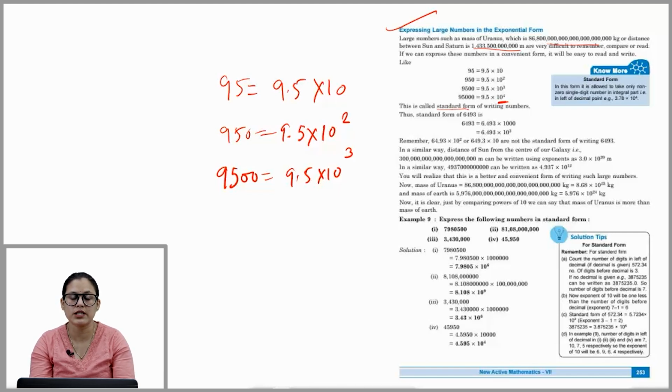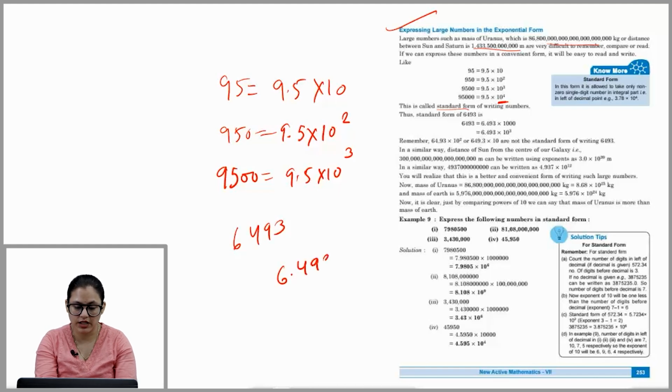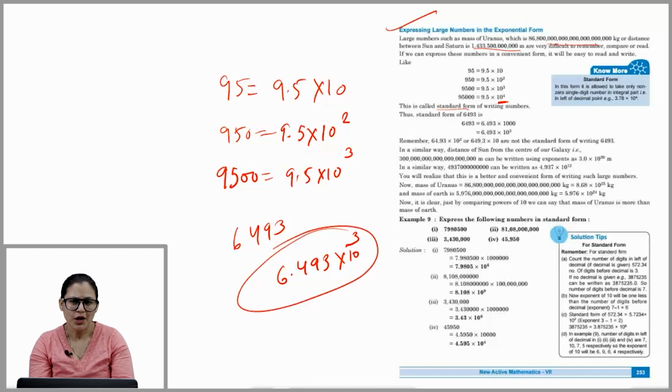The standard form of 6493 is what? 6.493 into 10 raised to the power what? 3. Okay. Now, standard form: in this form, it is allowed to take only one non-zero single digit number in the integral part, that is, to the left of the decimal point. Example: 3.78 into 10 raised to the power 4. Okay. Remember, 64.93 into 10 raised to the power 2 or 649.3 into 10 are not the standard form of writing 6,493. Okay.